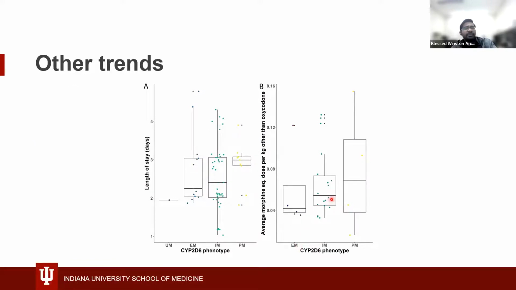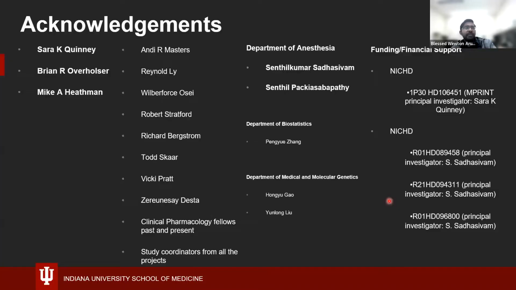I'm going to skip this. This is just without the model. Even without the model, we did see some trend. There's not too much to speak to here because you can see that it's not really looking significant, but there's a trend with CYP2D6 genotype with oxycodone, the length of stay, and average morphine equivalent dose per kg.